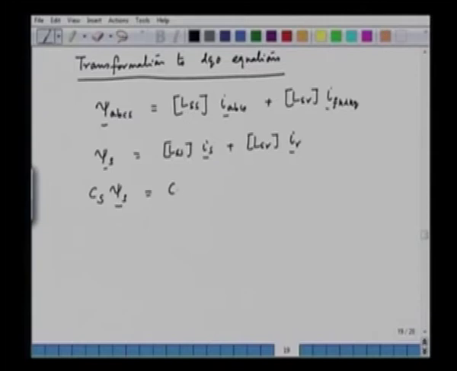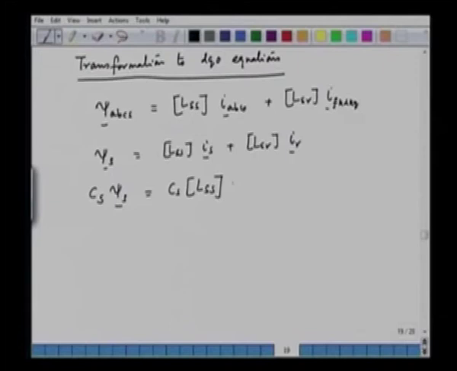So, we have CS, LSS. This LSS we have already evaluated. LSS has the self inductances and the mutual inductance between the 2 phases of the stator. So, this we have evaluated. This also we have. So, this is CS inverse, and CS into IS vector plus CS LSR into IR.